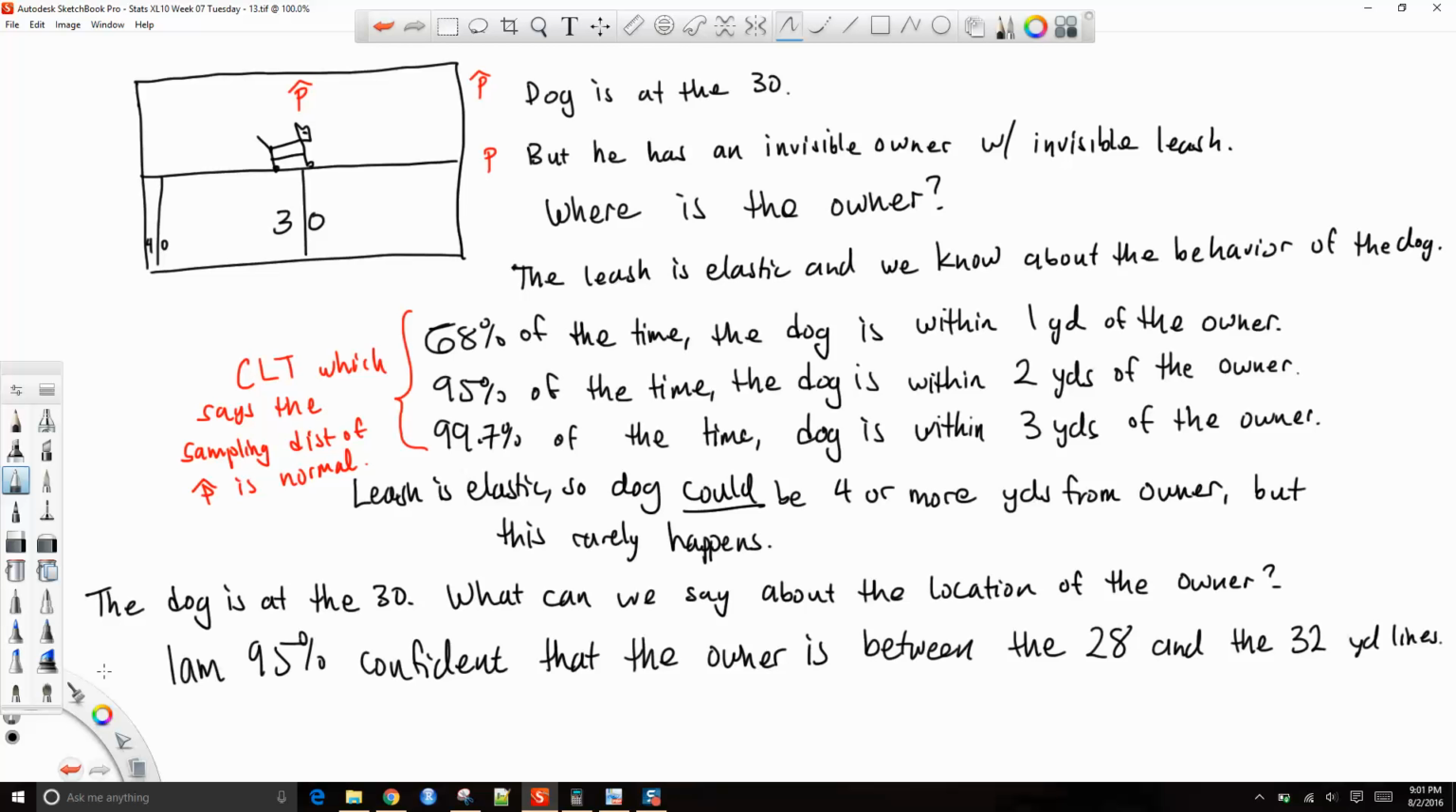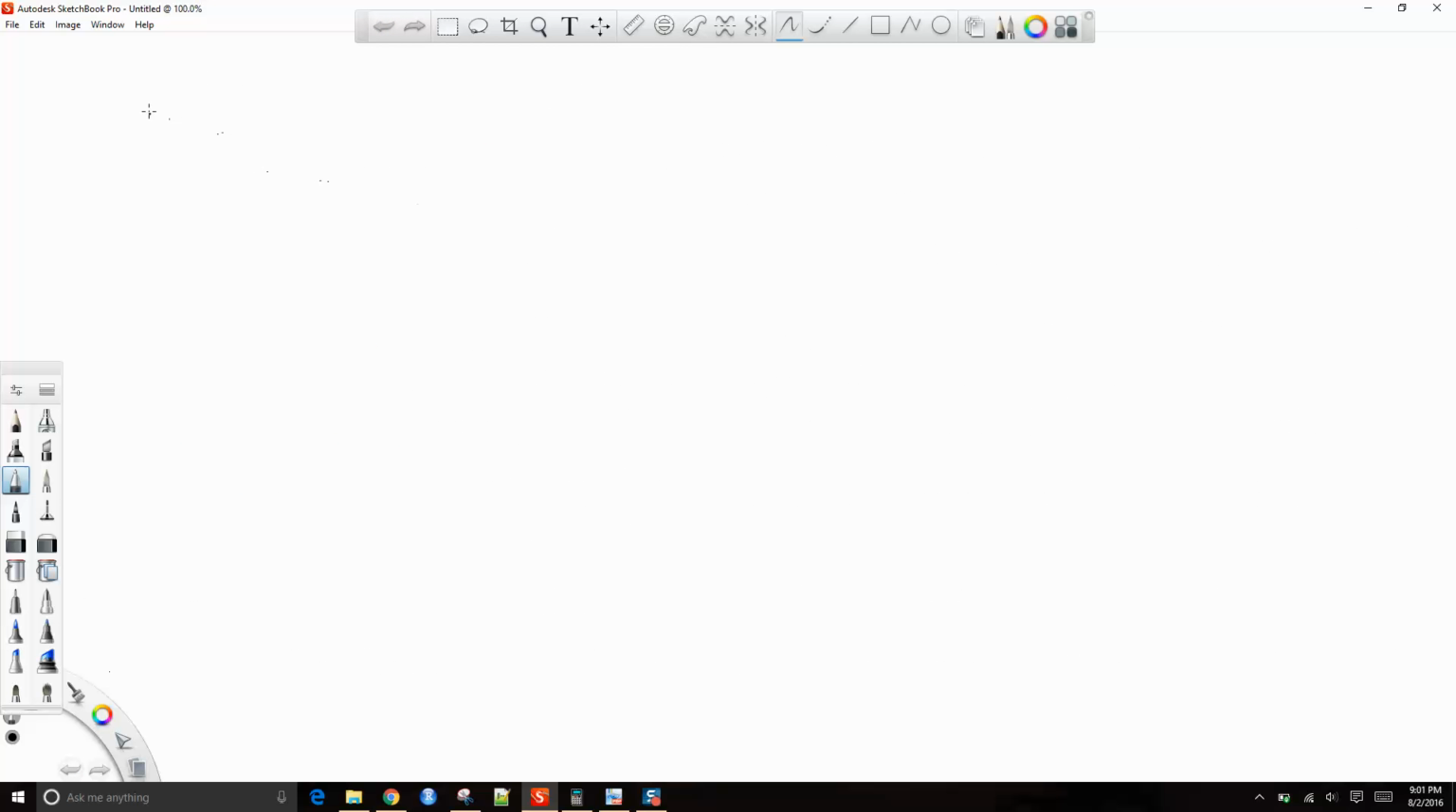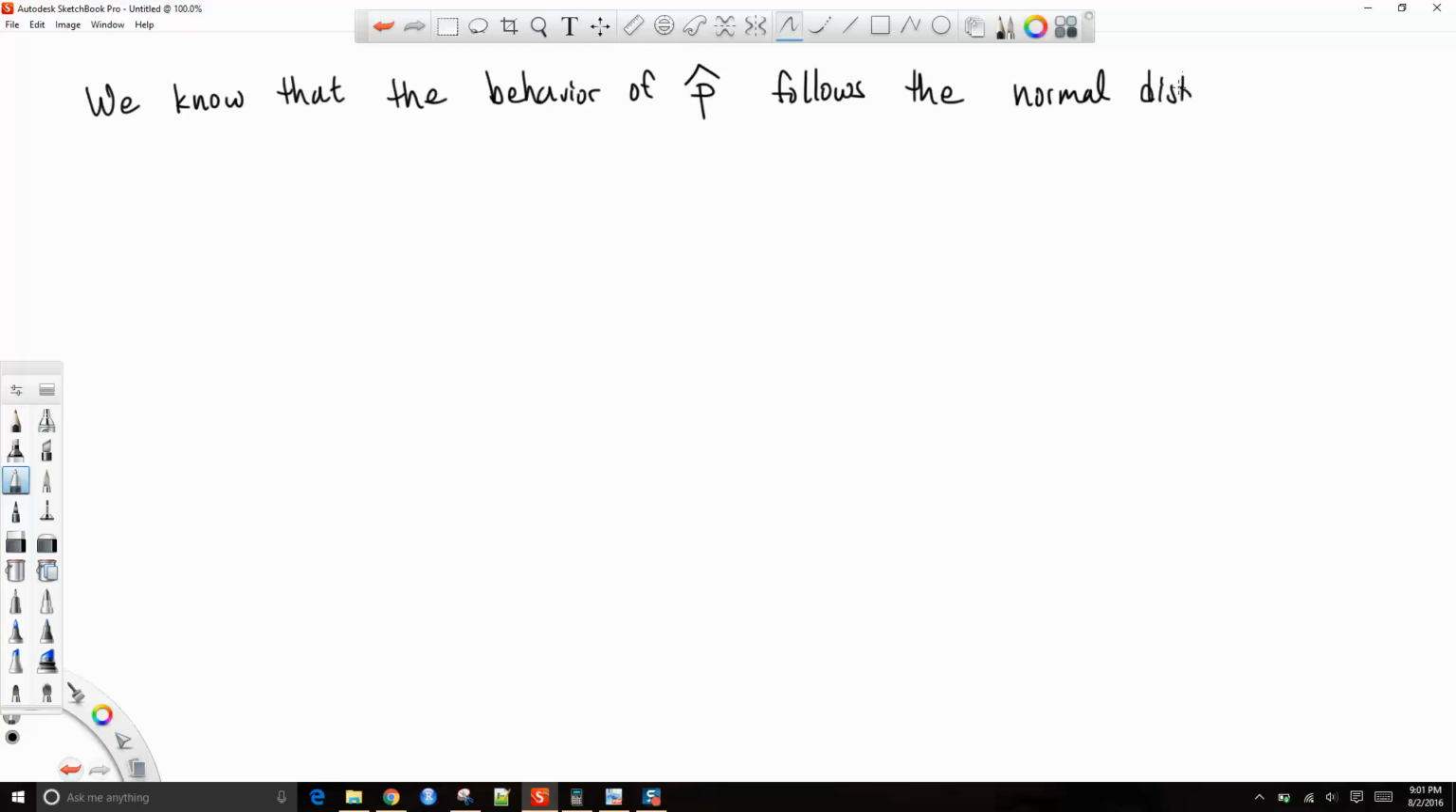So tying this back to what we have, all right? We know that the behavior of p hat follows the normal distribution with a mean equal to p and standard deviation, or standard error, equal to the square root of p times 1 minus p over n.